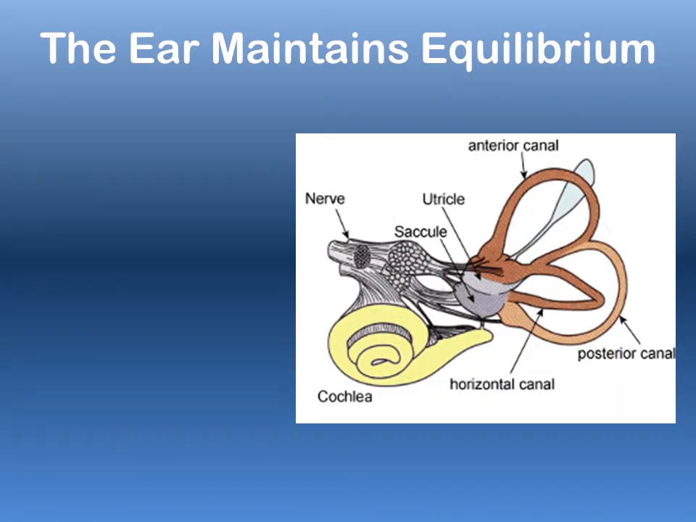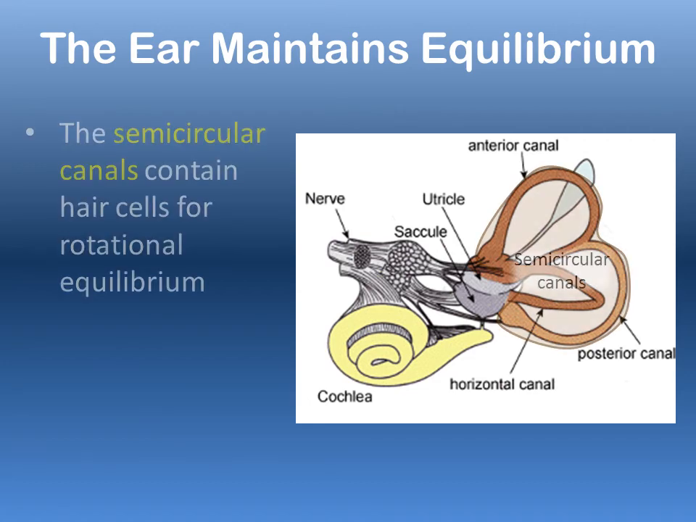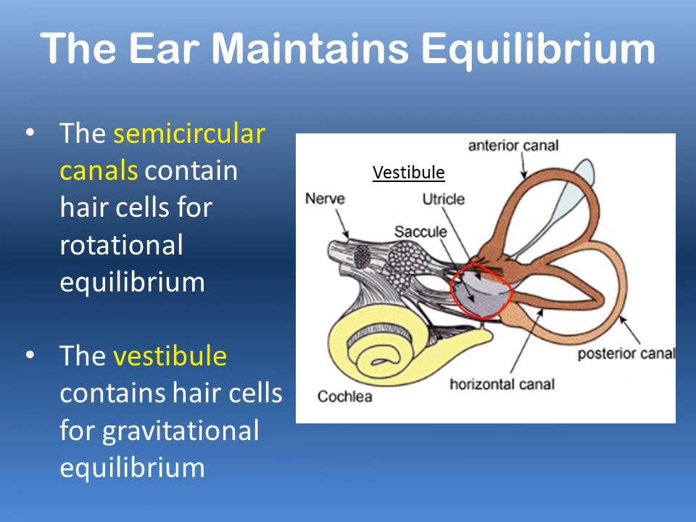Now, the other major function of the ear is to maintain equilibrium, and the large looping canals of the inner organ, the semicircular canals, contain hair cells that are designed to detect rotational equilibrium, or a movement as you swivel from left to right. The vestibule is another portion of the inner ear made up of two large sac-like regions called the utricle and the saccule.